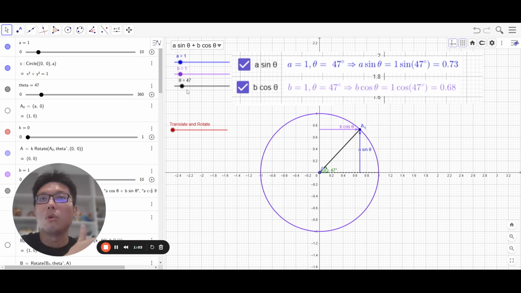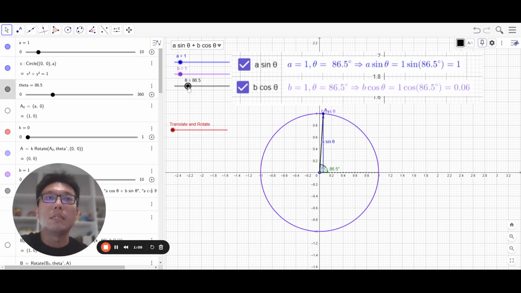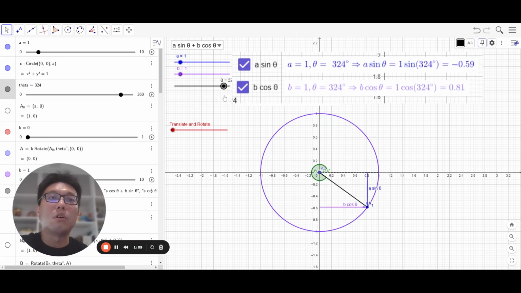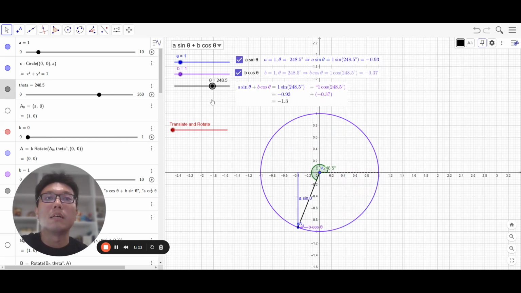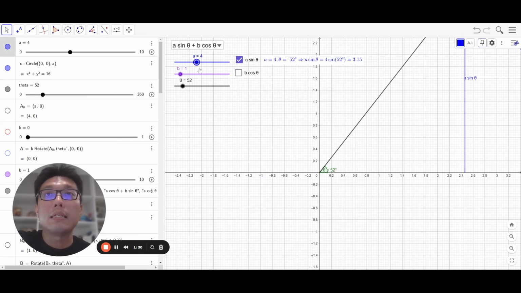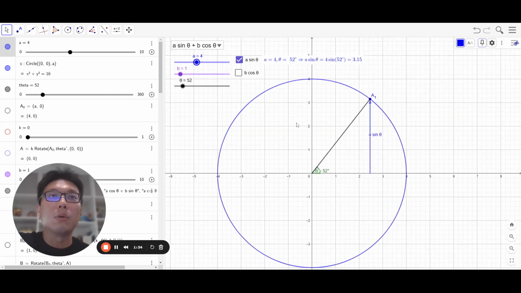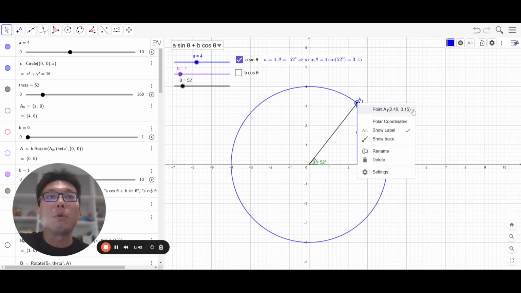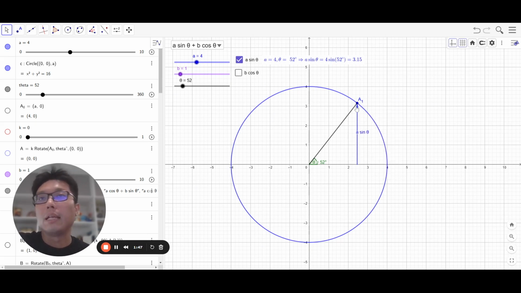Let's do a very quick animation here. We see that this is how we actually get all the values of sine theta and cosine theta. And with that, let's slowly dive into the R formula. Let me set a few things first. Let's say we have a radius of 4 for the blue circle, which means I would have 4 sine theta. As of now, theta is 52 degrees, and the y coordinate will be 3.15, which corresponds to the length of this arrow, A sine theta.